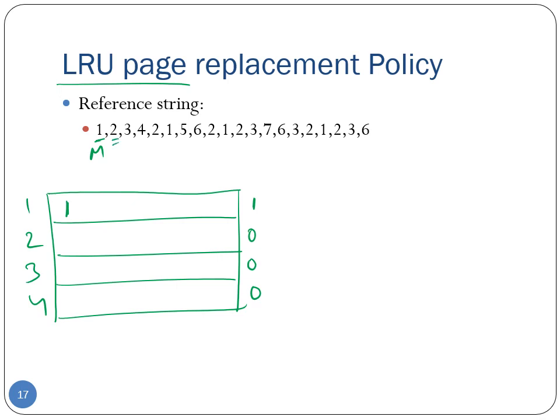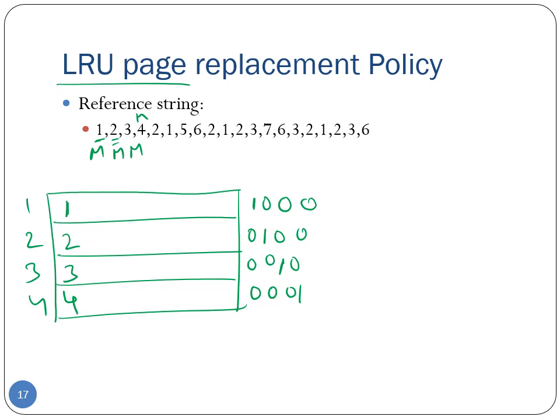2 is also going to be a miss because 2 currently is not present in the cache, so let's bring it in the second line and update these references. 3 is also not in the cache, so this is also going to be a miss. Let's bring it in line number 3 and update the reference string. 4 is also not present, so this is also a miss, and we bring in 4 in the fourth line. So mark a 1 in front of the fourth line and 0 in front of the other lines.